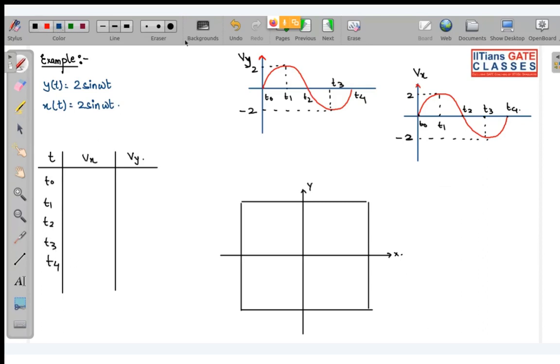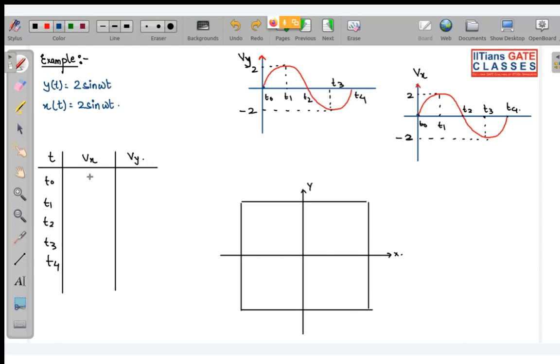Now see, basically what is happening at T naught. Previously this Vx was a ramp signal or a sweep signal. This time it is not a ramp signal, both of them are sinusoidal signals. Here I have taken that both the signals have the same frequency and zero phase difference, just for explanation's sake.